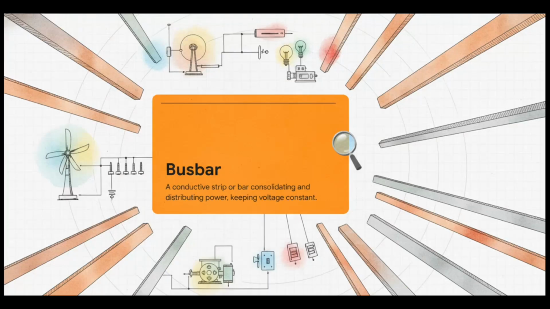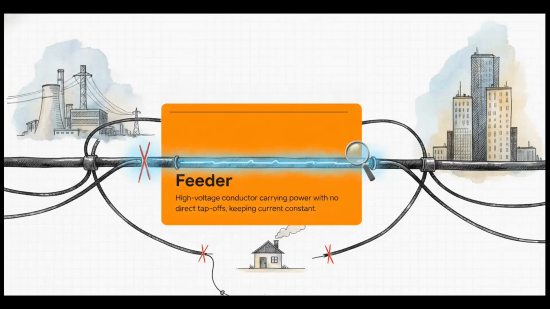First step in our toolkit, we've got the busbar. You can essentially think of this as the grand central station of electrical power. A busbar is a highly conductive metallic strip, or sometimes a solid bar, typically made of copper or aluminum. It acts as the central electrical connection point. Its entire job is to consolidate power from incoming sources and then distribute it out to outgoing circuits. And because it acts as this absolutely critical common node where everything meets up, the voltage remains practically constant across the whole thing.